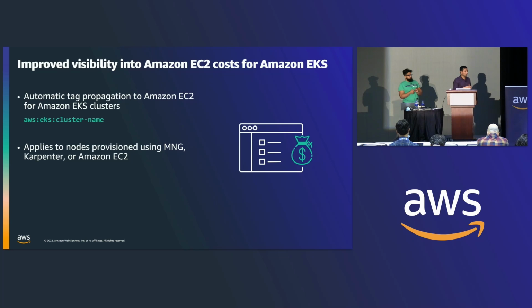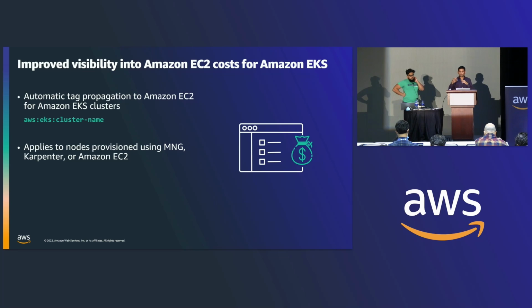So we announced cost allocation tagging earlier this year. Essentially, when you have an EKS cluster and worker nodes that participate or join that cluster, we automatically apply an AWS generated tag. The key for the tag is aws:eks:cluster-name. And that gets automatically applied regardless of how you add worker nodes to your cluster.